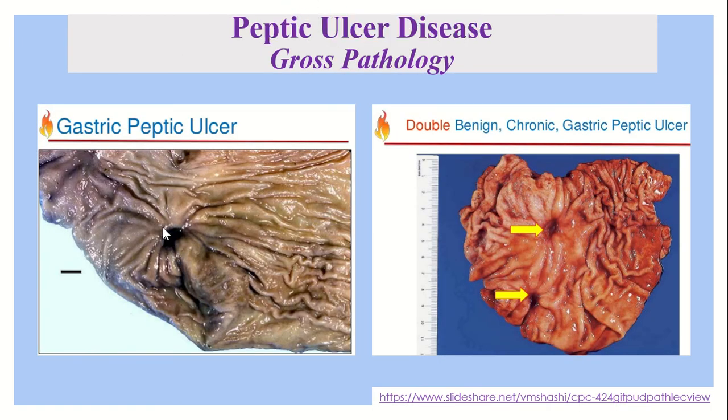This is the gross view of the gastric peptic ulcers. As you see here, this is the dark black color due to the formation of hemosiderin by the action of the hydrochloric acid on the erythrocytes that extravasated from the blood vessels here. And here you see the double ulcers in the stomach.